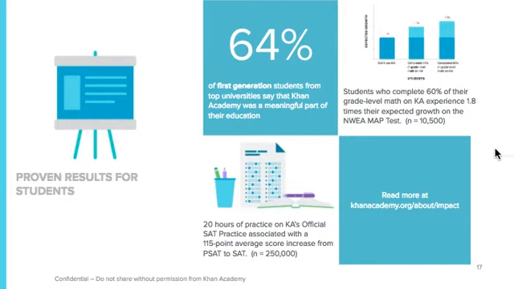And then students who completed 60% of their grade level math on Khan Academy experienced 1.8 times their expected growth on the NWEA MAP test. So students are improving on national test scores, and we're talking about over 10,000 students who improved by working on their grade level mission. So I suggest assigning students the mission and trying to achieve 100% prior to the AP Calculus test. The next video will focus on how to get started using Khan Academy.